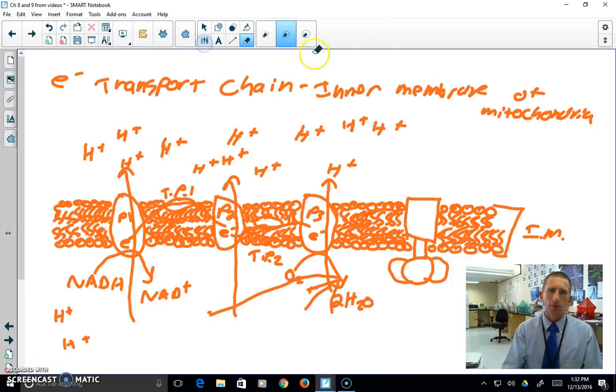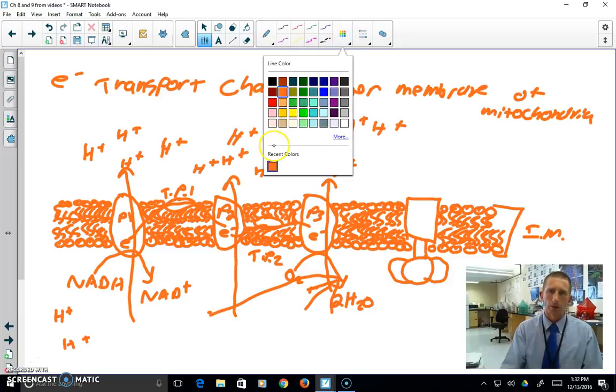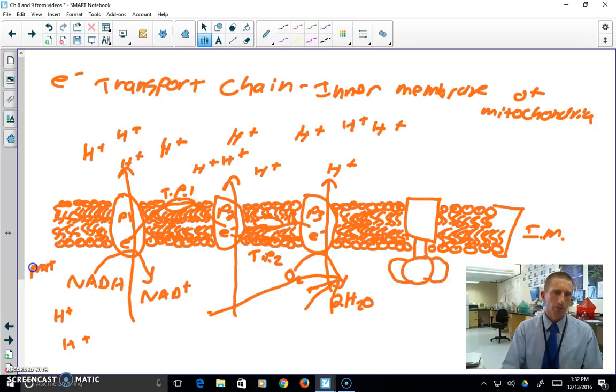By the way, I should probably label this diagram just so everyone is kind of orientated, right? So this is the matrix, right? And then this is the inner membrane space, IMS, inner membrane space. So what do these hydrogen ions want to do according to diffusion? Well, diffusion is the movement of a substance from an area of high concentration to an area of low concentration. Now help me out, can these ions cross this membrane by themselves?